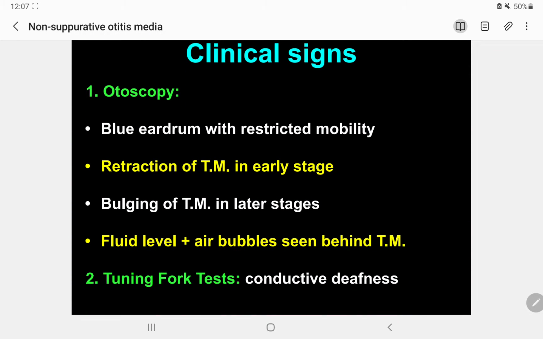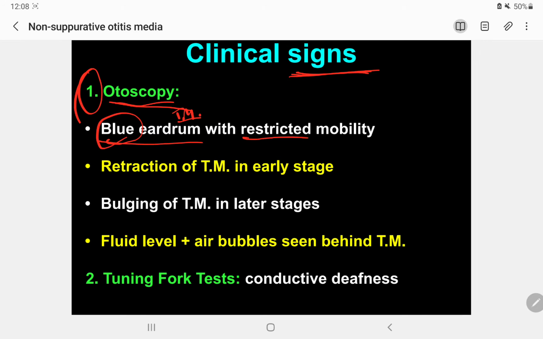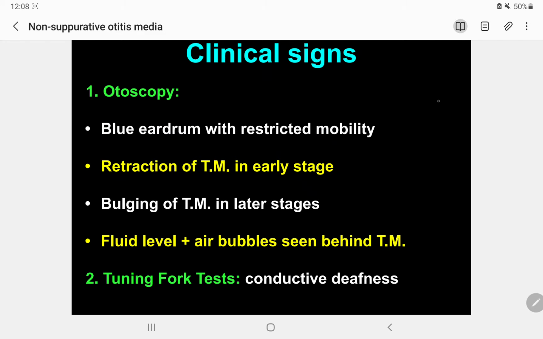Now coming to clinical signs, what are the signs a physician will see on the patient, right? So otoscopy, this is a very dear instrument of every otorhinolaryngologist. While doing otoscopic examination, we can see a blue eardrum, okay. The color of the eardrum or tympanic membrane is slightly blue, not exactly blue, but you can figure it out, with restricted mobility even after siglization, okay. Even on siglization, we can't see any kind of mobility on the tympanic membrane.